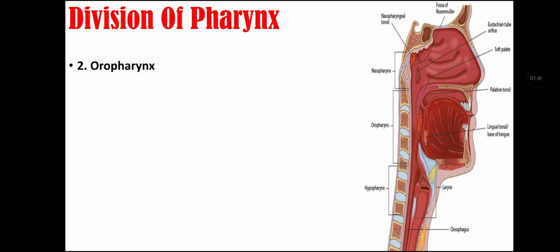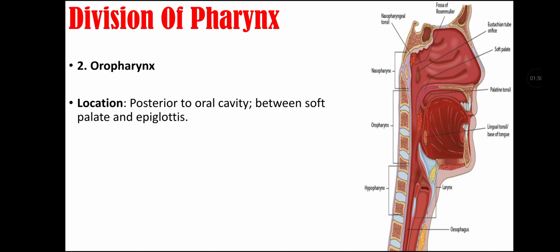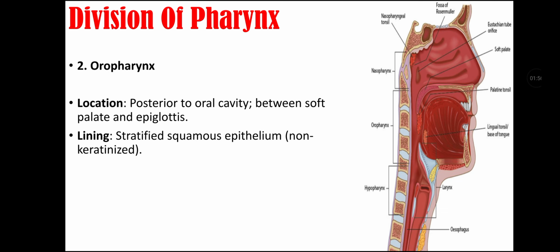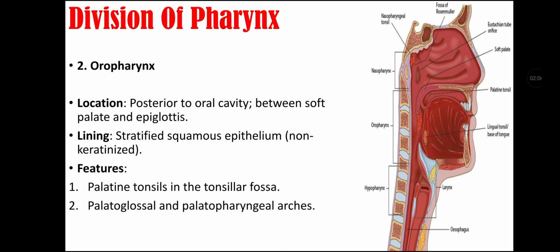Next division of pharynx is oropharynx, that is located posterior to oral cavity and between the soft palate and epiglottis. This area of pharynx is lined by stratified squamous epithelium that is non-keratinized, and features of oropharynx include palatine tonsils in the tonsillar fossa, palatoglossal and palatopharyngeal arches, and passage for food and air is also there.